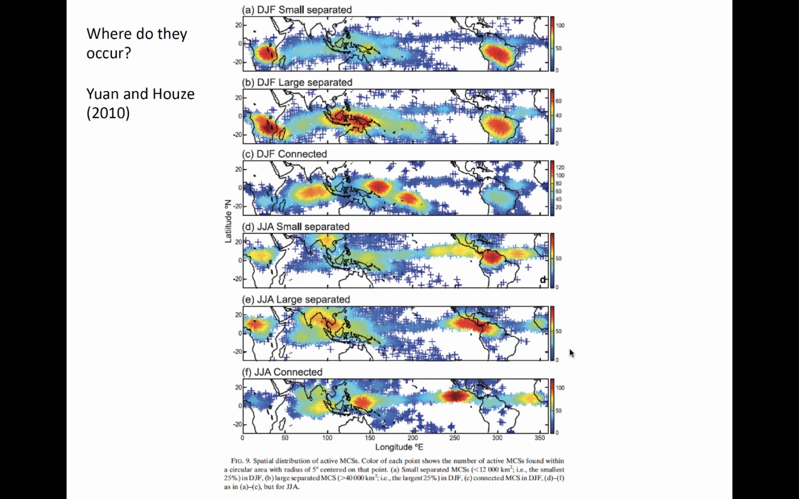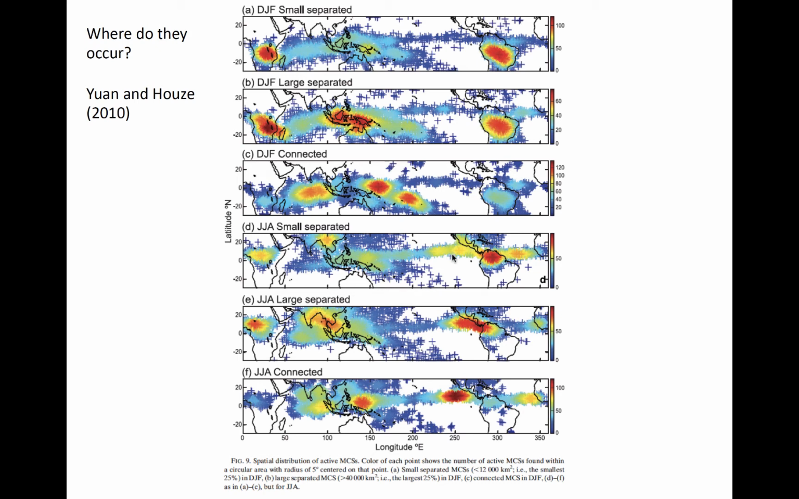MCSs are common over the Indo-Pacific warm pool year-round. During boreal winter, they frequently occur over southern Africa and Central South America. Large MCSs are common also over the maritime continent during boreal winter. During boreal summer, the bottom three panels, MCSs are more common in the northern hemisphere.